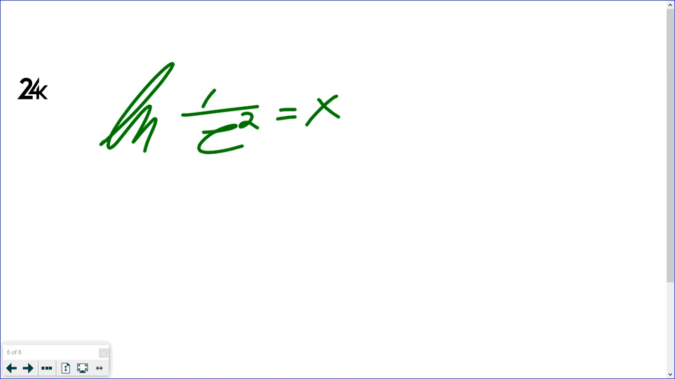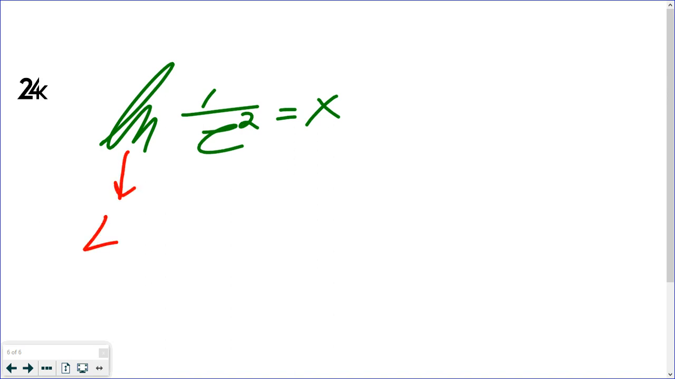Let's try another natural log. So, what would the natural log of 1 over e squared be? I'm just going to put x for what it equals. So you're like, well, I don't know. Well, if you don't know what it is, then switch it out. I already know the answer, but let's just say you didn't.